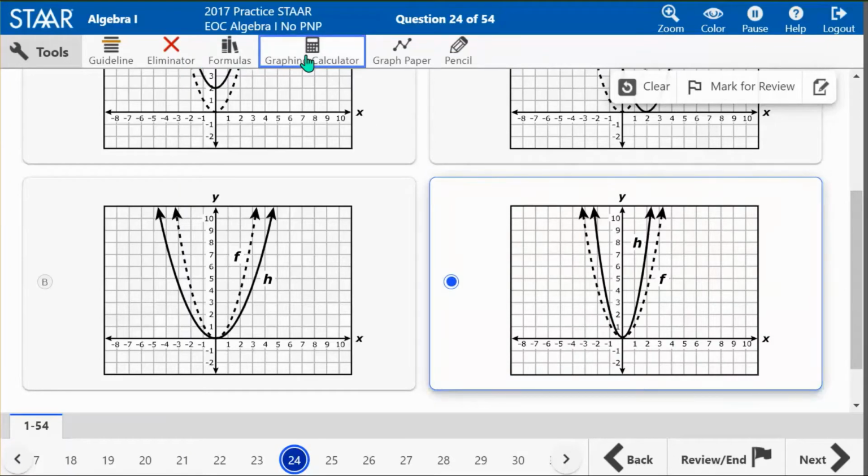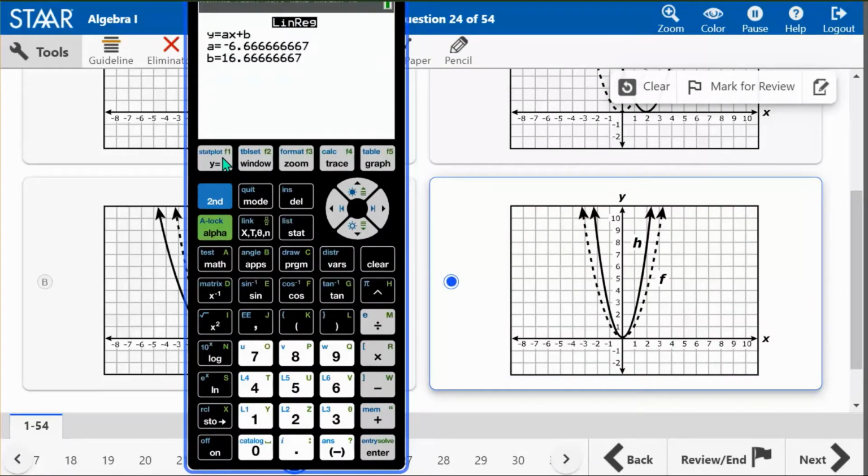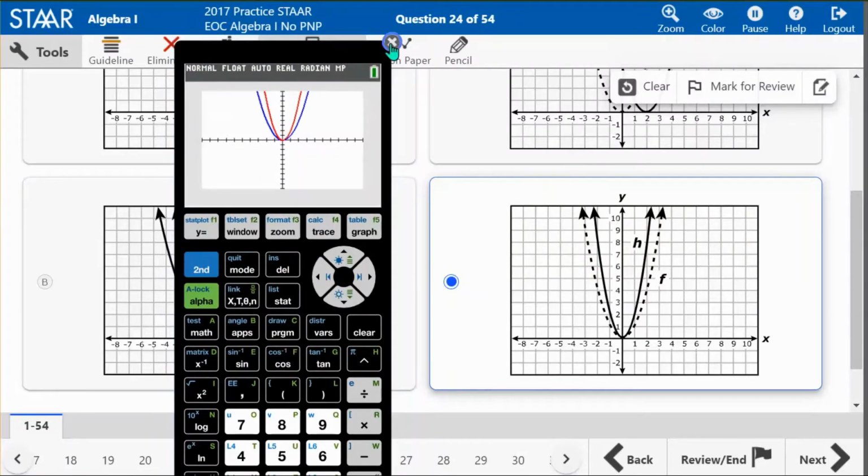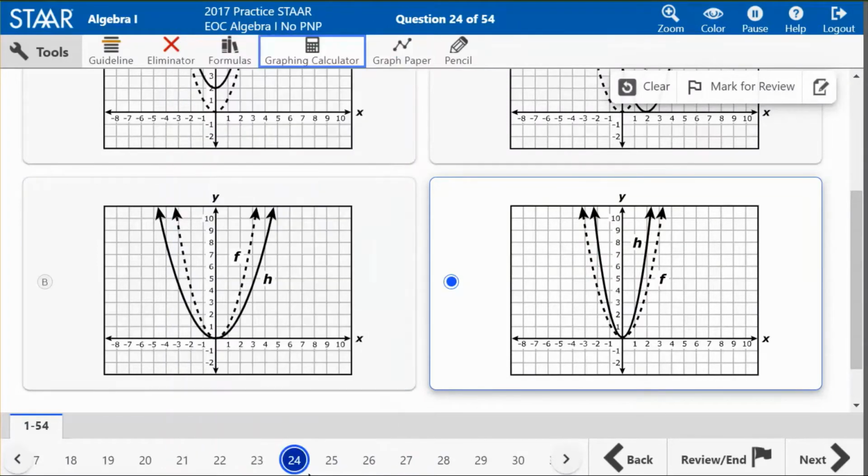If you guys want to double check on the calculator, what you would do is just put in x squared and 2x squared. In the online version of the calculator, it has different colors, so it's easier to differentiate them. So it's really easier. As you can see, it has h and f graphed correctly. So we know we graphed it correctly. Let's move on to the next question.